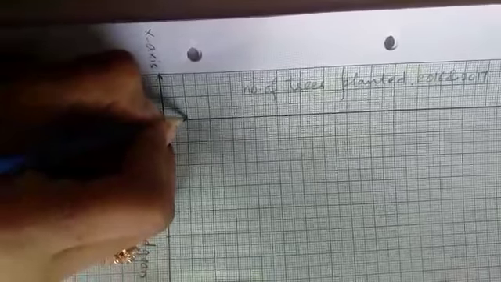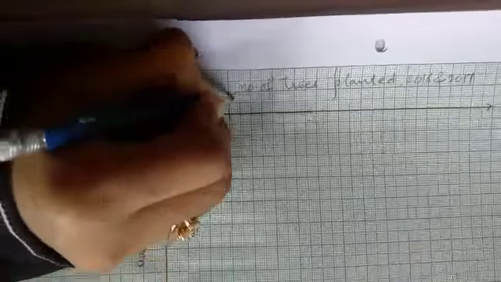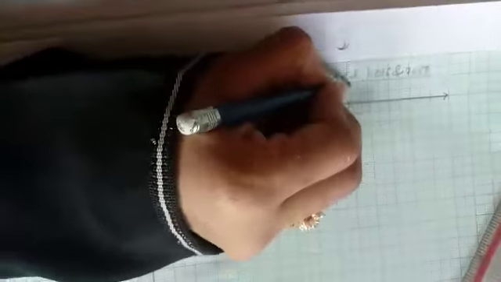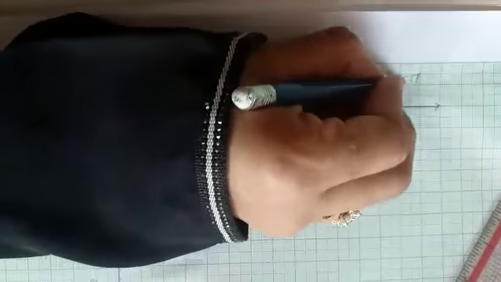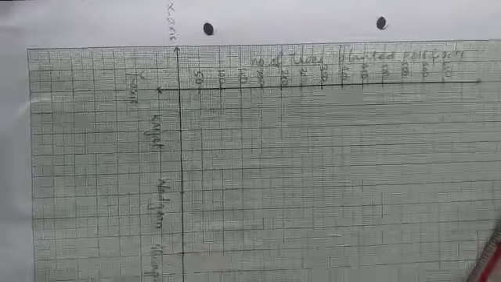So here I'm taking 50, 100, 150, 200, 250, 300, 350, 400, 450, and this is 500. Yeah, this is crossing 500. So 550, 600, 650. I took the scale up to 650.